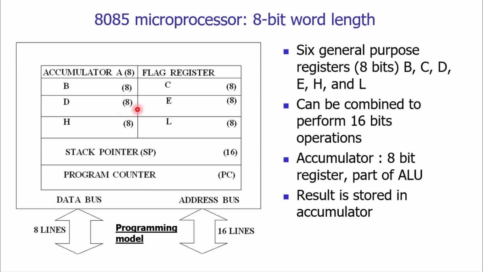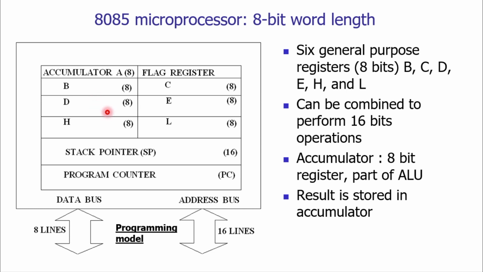So we can say these registers are nothing but memory locations, but we are using them in the ALU, that is the arithmetic logic unit in the CPU. That's why they are called registers. Accumulator is also a register. It is of 8 bits. This is basically used to store the result of the arithmetic operation.